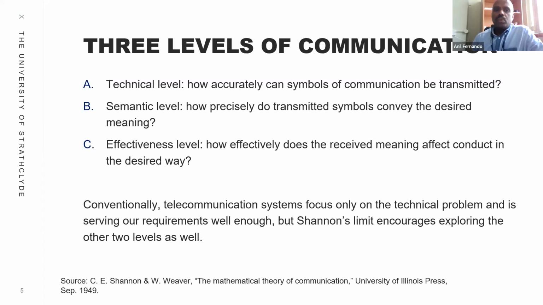And then on top of that, he proposed another level, which is called the semantic level. The idea of the semantic level is how precisely do the transmitted symbols convey the desired meaning. The third layer on top of the semantic level is defined as the effectiveness level: how effectively does the received meaning affect conduct in the desired way? These are the three-layer framework he proposed about 72 years ago, in 1948, 49, during that period.